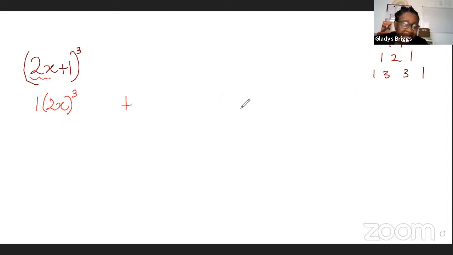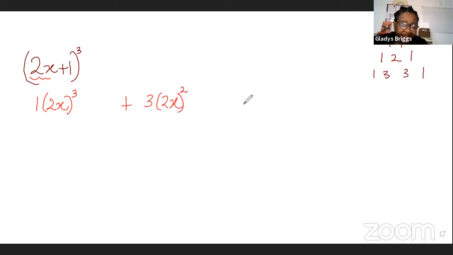So you have 2x plus 1 to the power of 3. If you have the power of 3 there, you're going to be using the third line of Pascal's Triangle: 1 3 3 1. So you start with the first term, and that will be raised to the power of 3, times 1. 1 times 2x raised to the power of 3 plus, now times it by 3, 3 times 2x raised to the power of 2.